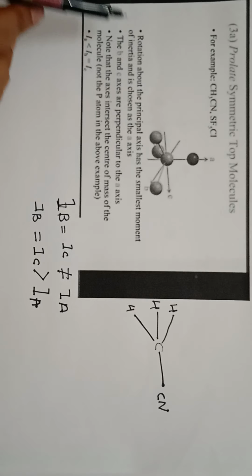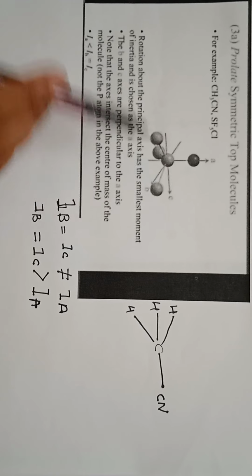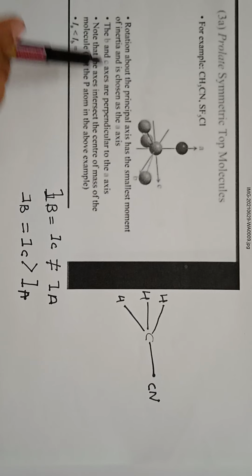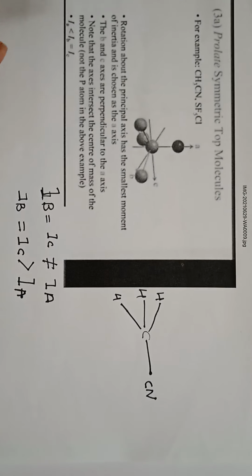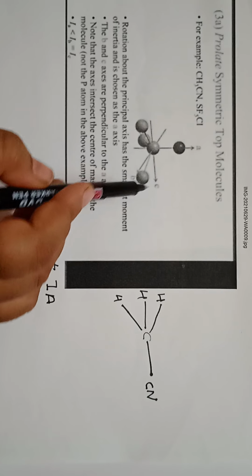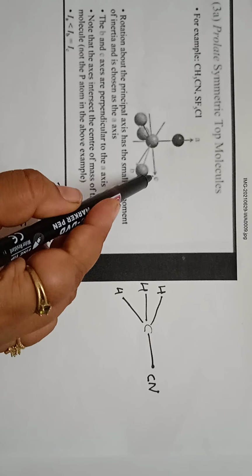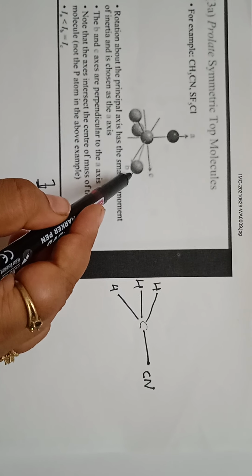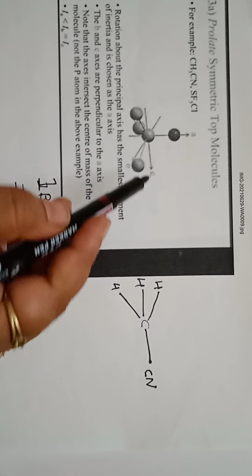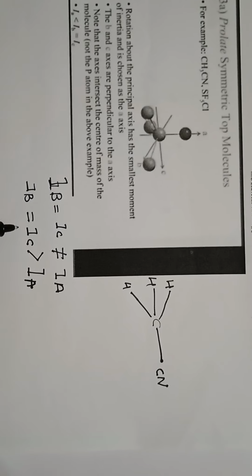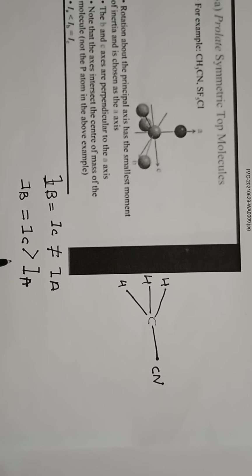Rotation in this prolate symmetric top is about the principal axis, which has the smallest moment of inertia and is hence chosen as the A axis, and the B and C axes are perpendicular to each other. So IB is equal to IC and greater than IA. So these are the prolate symmetric top molecules.